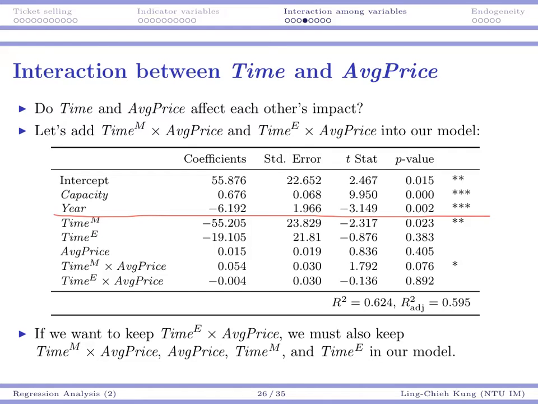And also, if you want average price in the interaction term, you need the original variable. For time E, the same thing. So if you want this one, you need all the 5. And that's the typical thing we do. We find out whether there is something significant in the interaction term. If that's true, then we include all we need.